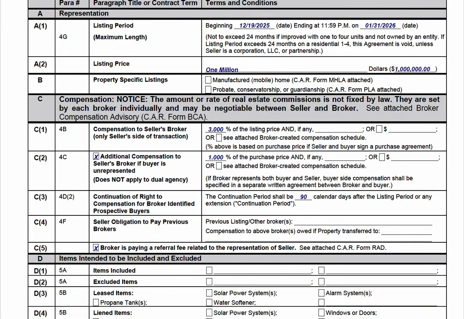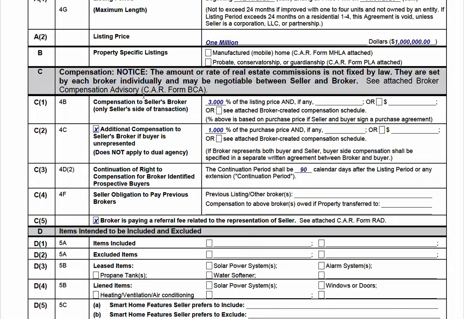Listing price. Now, this is the starting price, of course. I mean, there may be a price reduction or adjustment or improvement, as they call reductions now, price improvements. But those will be handled on a different form in the future. For now, we're just putting our starting list price.